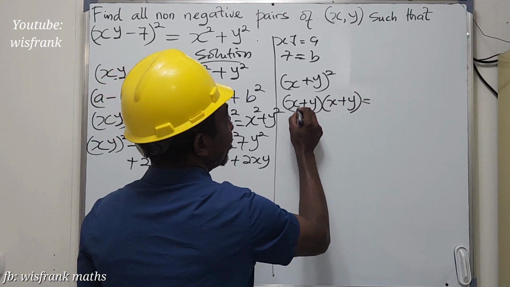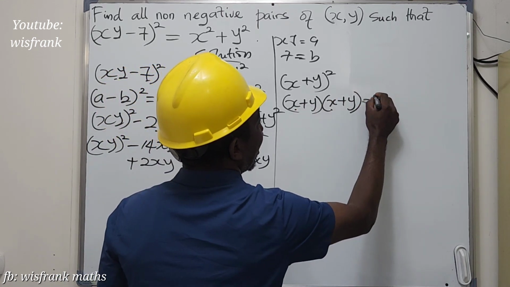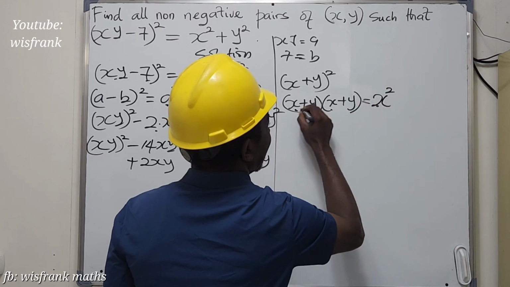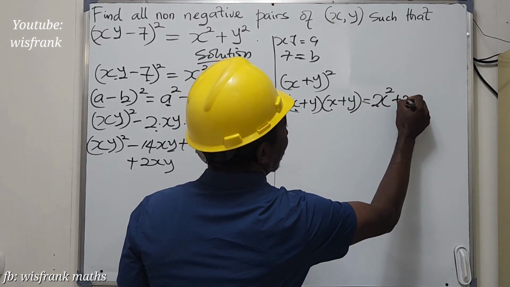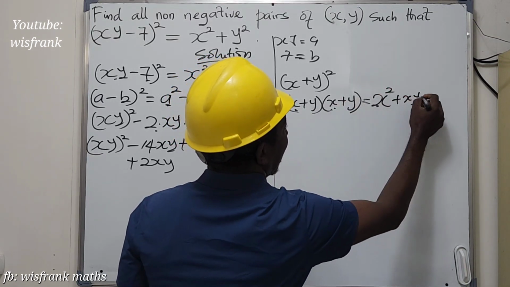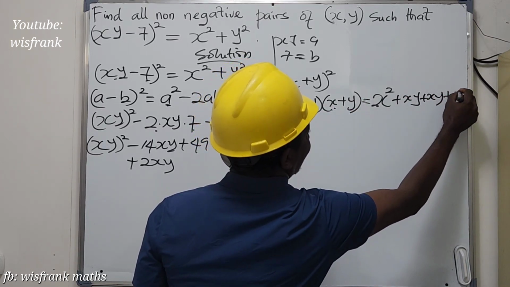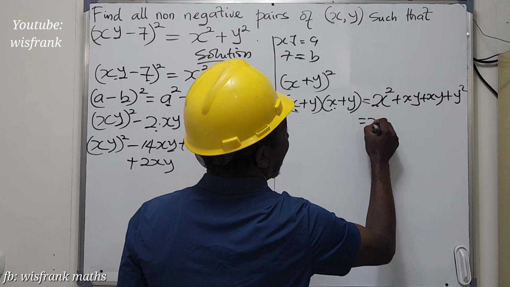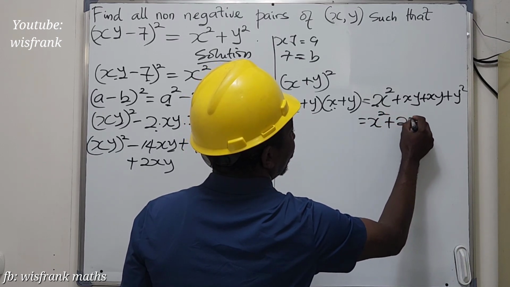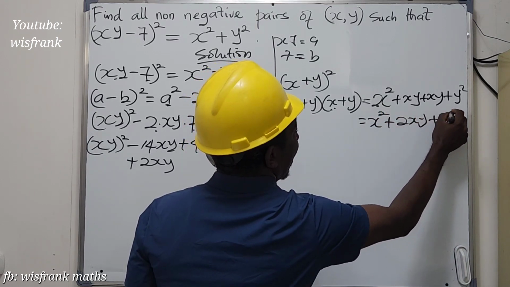So when we expand this, we have x times x, we have x to the power of 2. X times y, we have plus xy. We have y times x, we have plus xy. We have y times y, we have plus y squared. So this is the same thing as x to the power of 2 plus 2xy plus y squared.